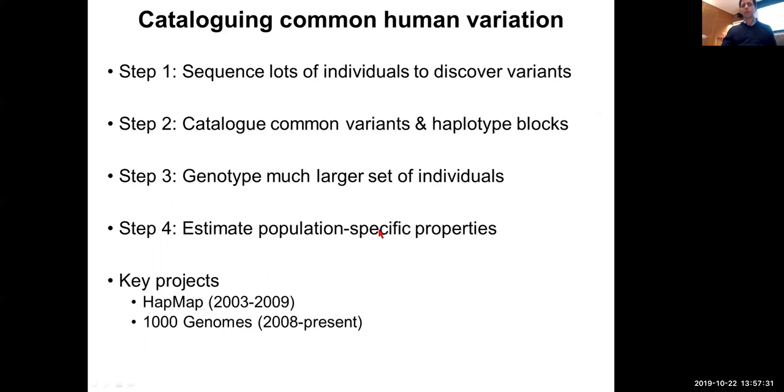And after that, you can estimate population-specific properties, and the key projects that have done that are the HapMap project, mapping the haplotypes, and the 1000 Genomes Project, okay? And these largely followed each other. Everybody with me? Question? No.